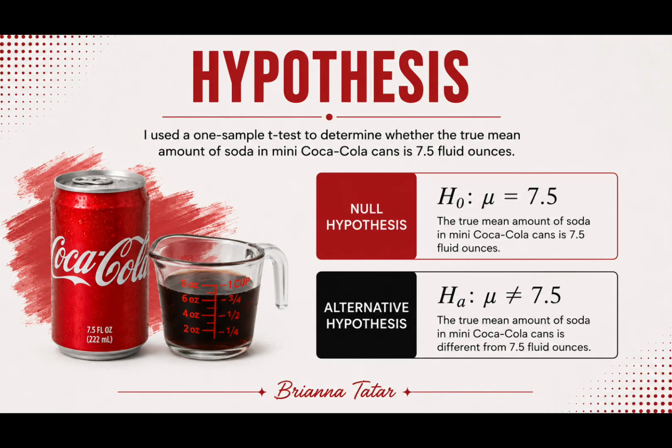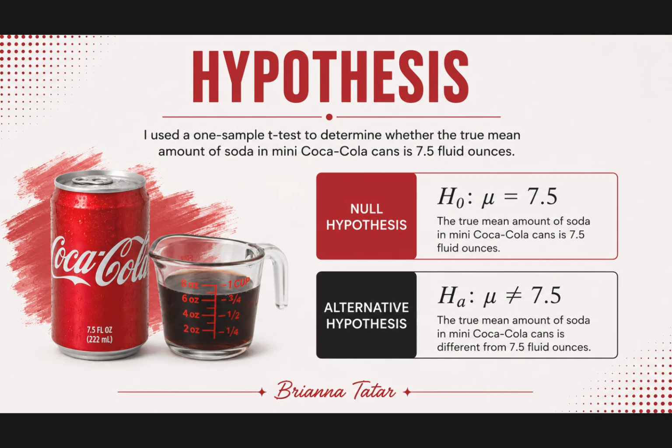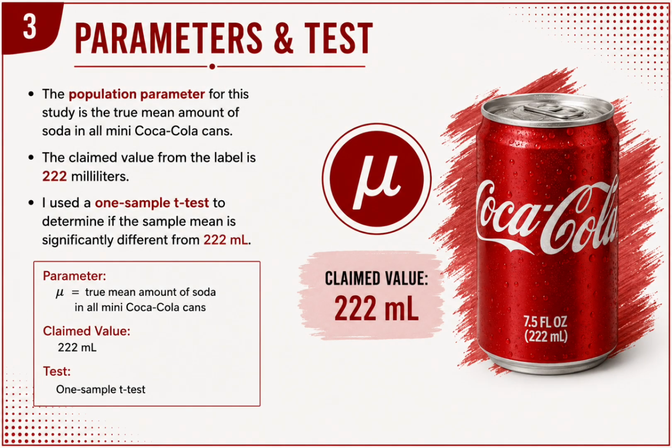My null hypothesis was that the true mean amount of soda in the mini Coke cans is 222 milliliters. My alternative hypothesis was that the true mean amount of soda is different from 222 milliliters. To analyze the data, I used a one-sample t-test. The population parameter in this study was the true mean amount of soda in all mini Coca-Cola cans. The claimed value from the label was 222 milliliters.